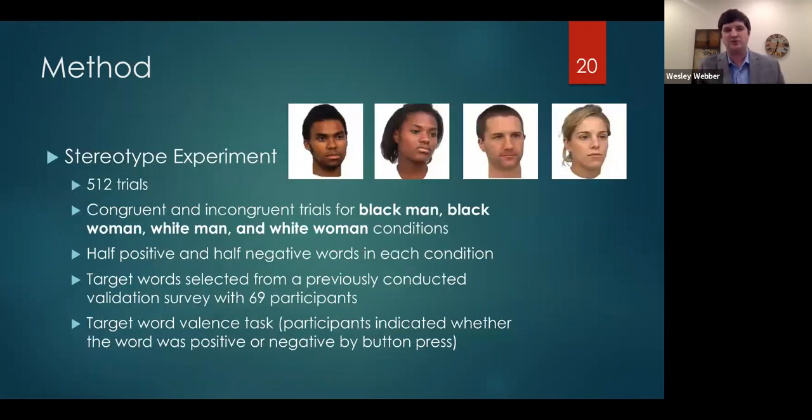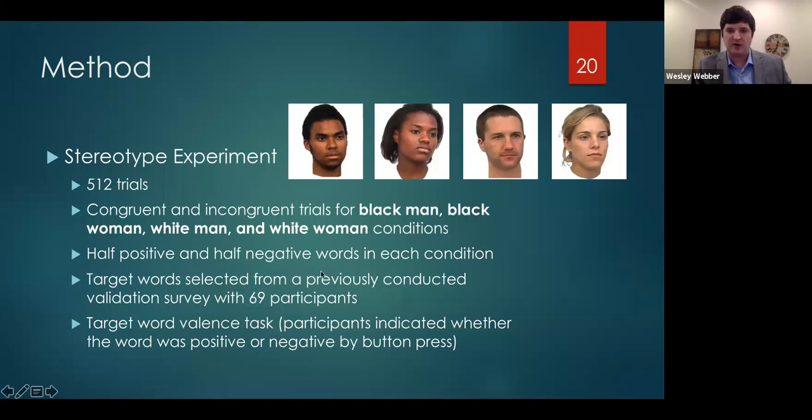All right, so to give a little more specifics on this stereotype experiment, there were 512 trials. As I mentioned before, you do need a lot of trials in an experiment like this to get all those averages. So we need to see the consistent response within each of these conditions, congruent and incongruent, to really have a valid measure. So across those 512 trials, these consisted of congruent and incongruent trials for 4 different conditions of groups of people: Black men, Black women, white men, and white women.